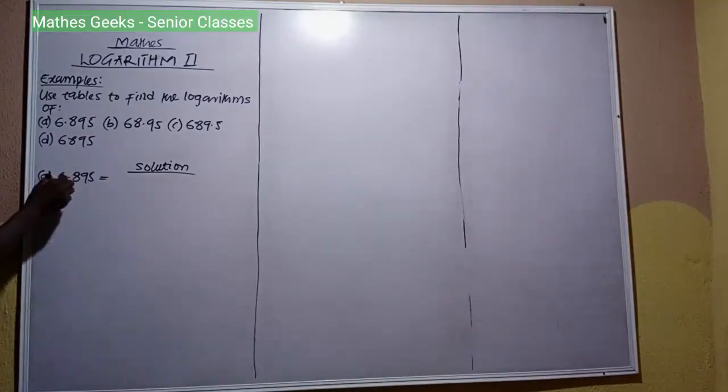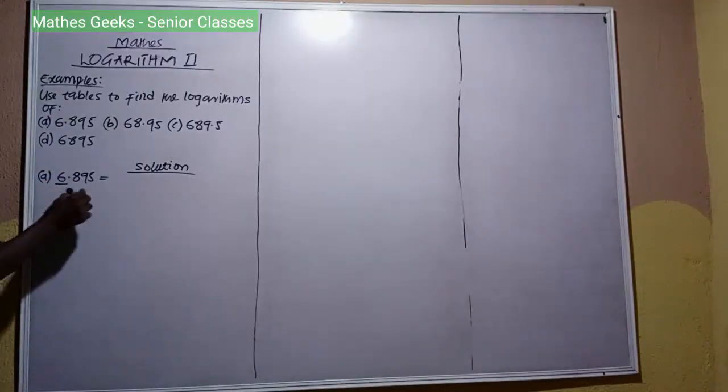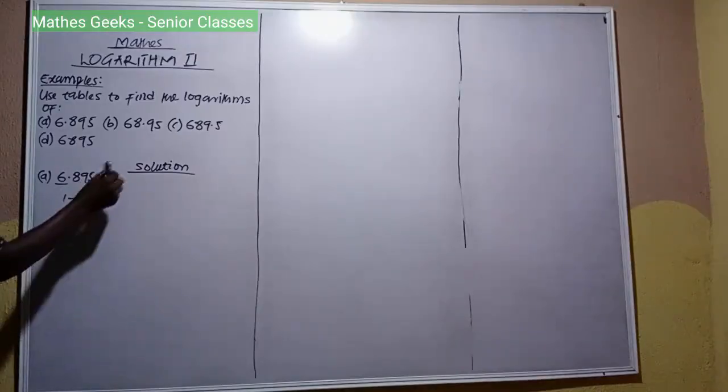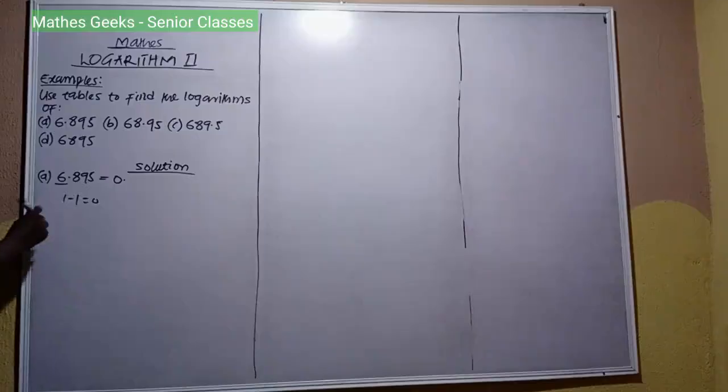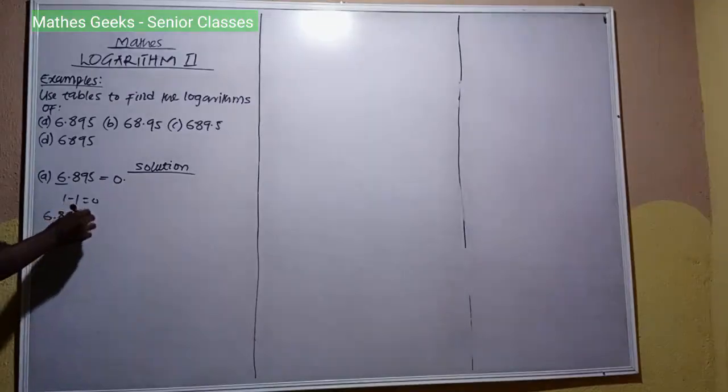So here, if we count, we only have one digit in the integer part. So 1 minus 1 will be 0. So the characteristic will be 0. Another way to go about it is to express it in standard form. 6.895 in standard form is equal to 6.895 times 10 raised to 0. And 0 is our characteristic here, which is the power of 10.